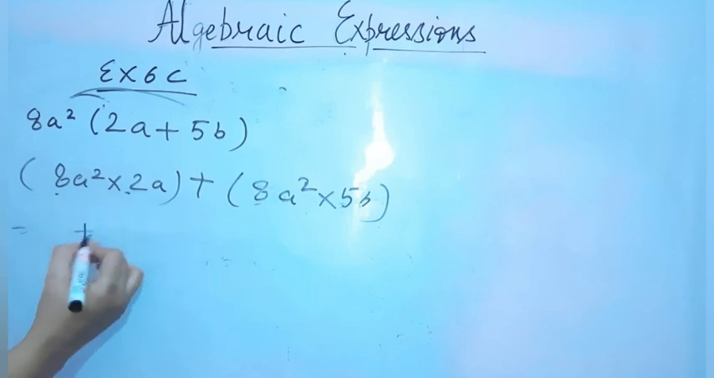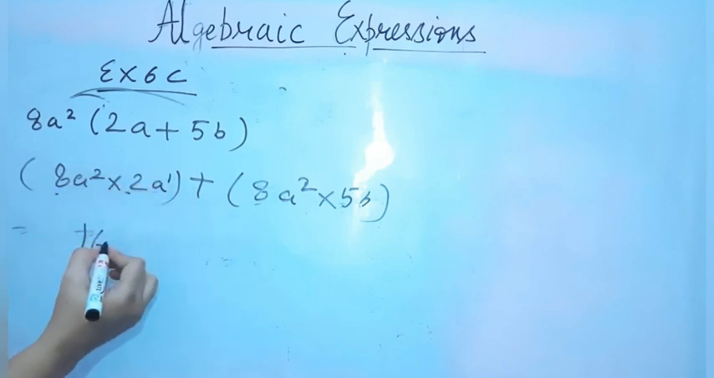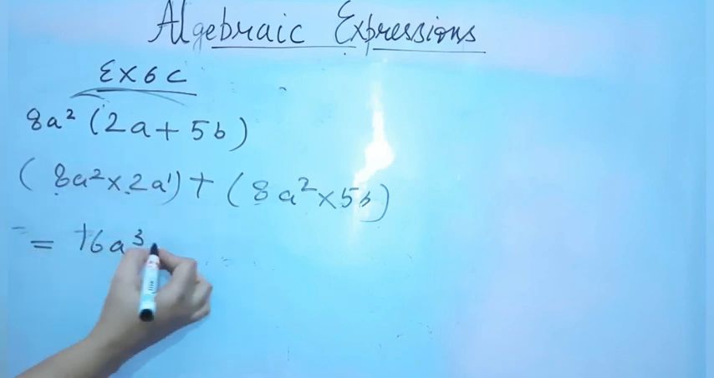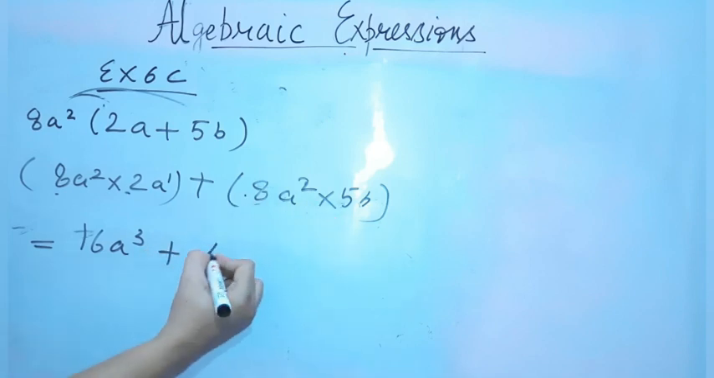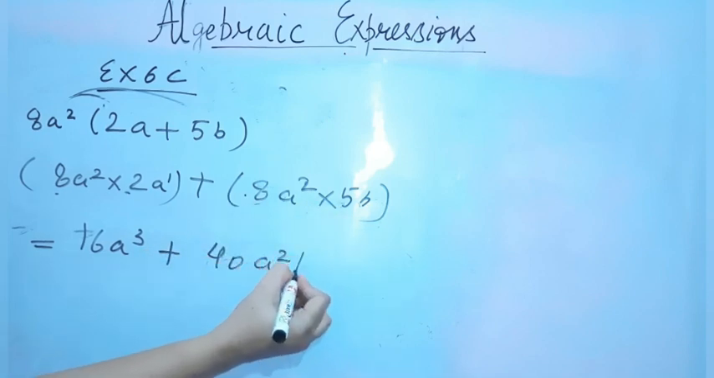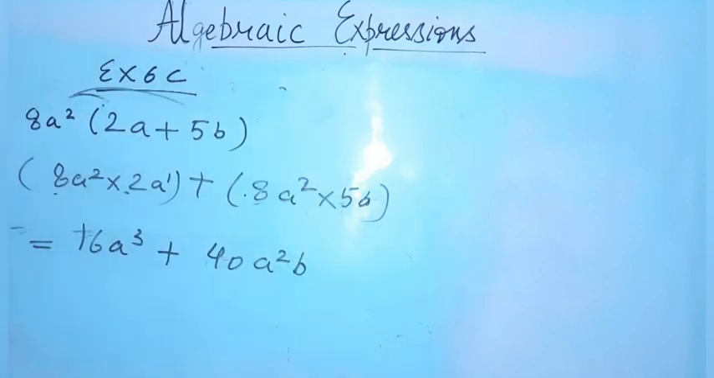Now 8 2s are 16, a to the power of 2 times a to the power of 1 is equal to a to the power of 3. 8 5s are 40, a to the power of 2 and b, because b is only 1, so there will be no power. This is the answer.